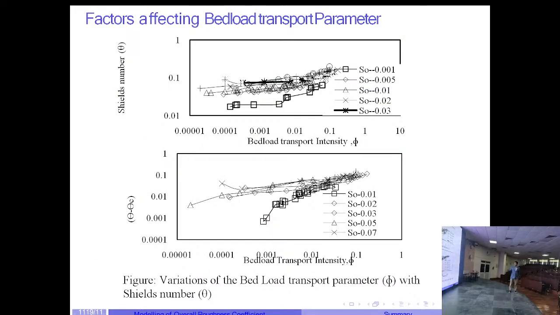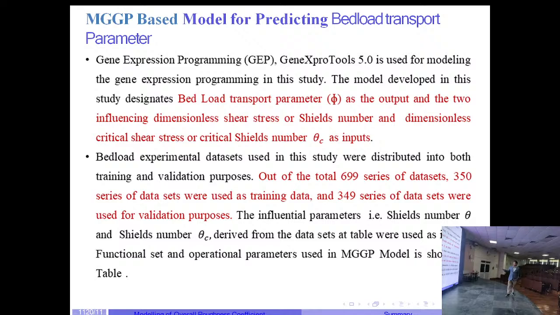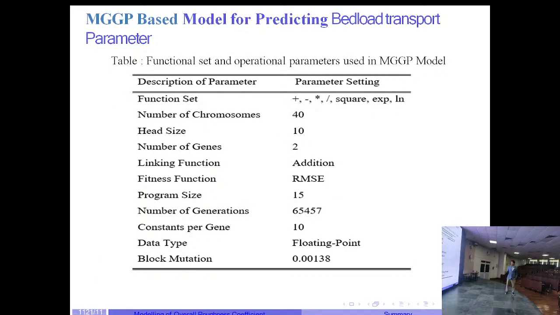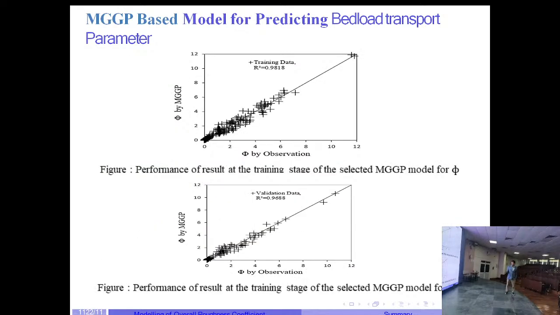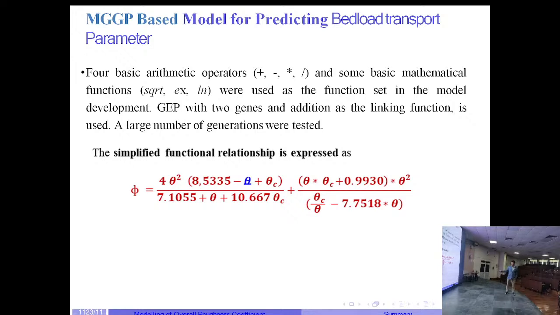Okay, and this field number with this theta, I told the variation has been studied. Finally, again applying this MGGP, a model has been developed with phi and theta.